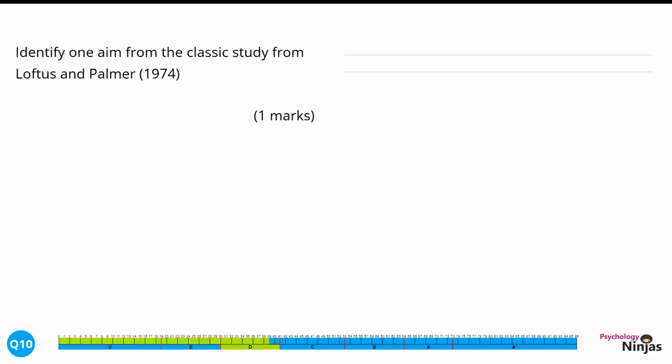Identify one aim from the classic study from Loftus and Palmer, 1974, 1 mark. Here we've got the command word identify, which means we need a specific statement in relation to our question. This question includes some assumed understanding about scientific language in terms of the aim. This needs to be the research question or something that they're looking to investigate within a particular piece of research. And this needs to be from Loftus and Palmer's study.